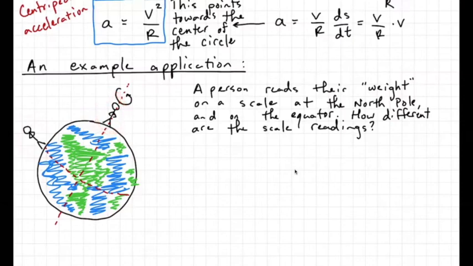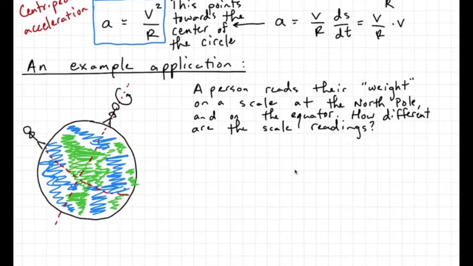And the question is, if I were trying to measure my weight in both of these locations, how different would the scale readings be? And a reasonable question to ask in response to that is, why would the scale readings be different at all? Shouldn't you just get the same thing every time? If you're standing on a scale, you register your weight. Well, let's think through why that would be.